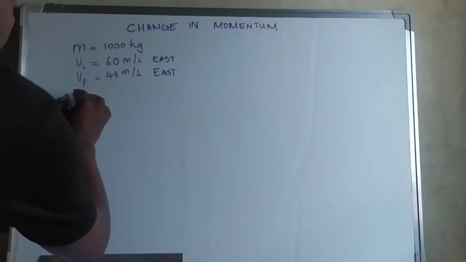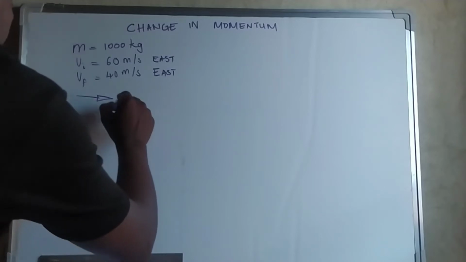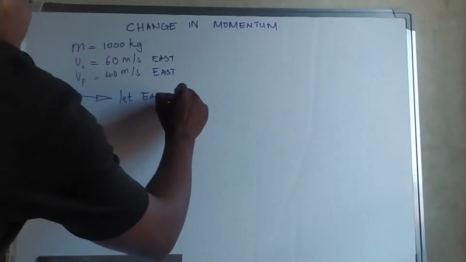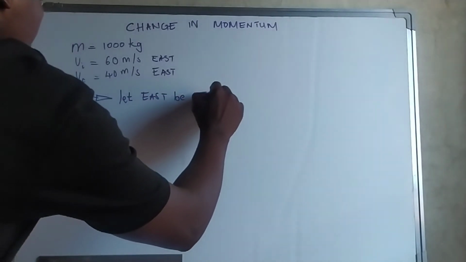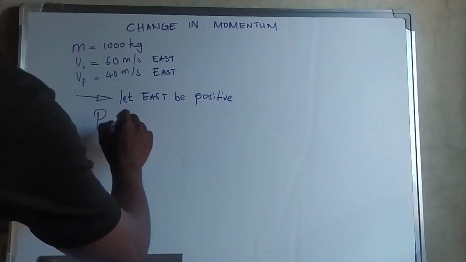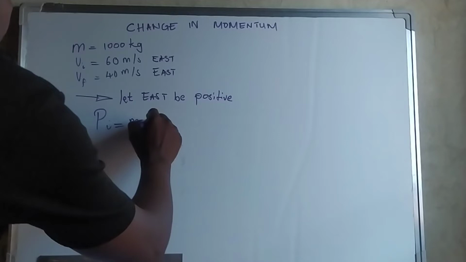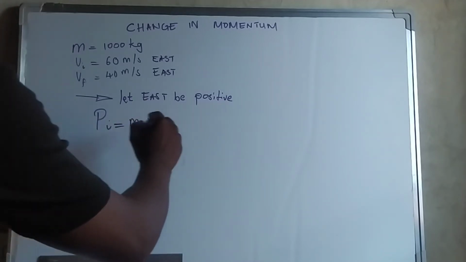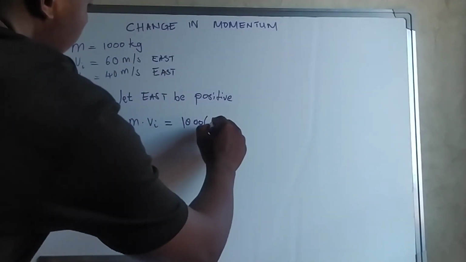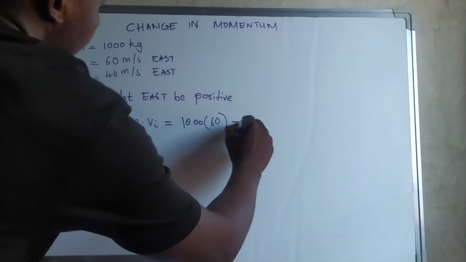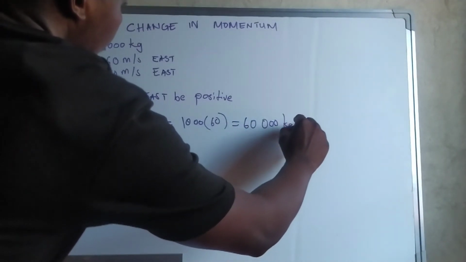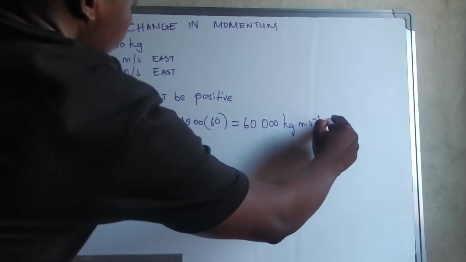Firstly, we're going to do the important thing. We're going to say let east be positive. Then we can continue with our calculation. For the initial momentum, we're going to say m times v_i, which is equal to the mass, 1000, multiplied by 60 meters per second. This gives us 60,000 kg meters per second, and this is east.